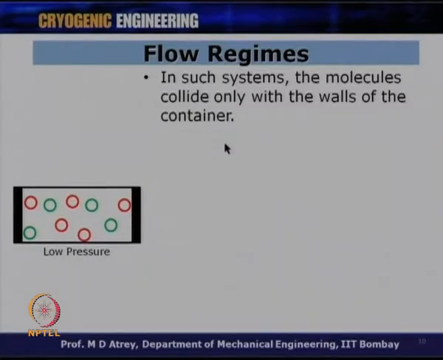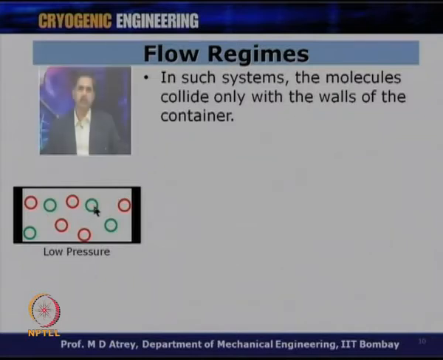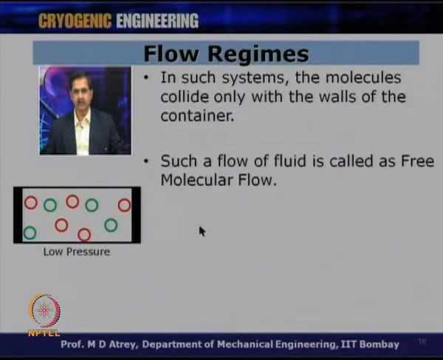In such a system, molecules collide only with the walls of the container, and they will never collide with the molecules themselves. So, molecule-to-molecule collision will be rare as the pressure goes down, or as we go down to lower pressures. Such a flow of fluid is called free molecular flow. So, now we are talking about having a free molecular zone over here, and this is where vacuum would come into the picture, because normally we will deal with such flows in vacuum.